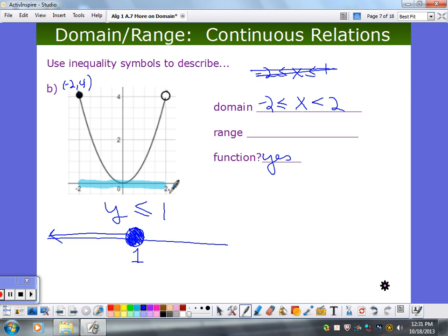Yes. So if the hole is open, then you don't put the line under it. Because it's not equal to. What happens if you graph this? You fall through the hole. It does not include them. So you're going to be really careful with that.